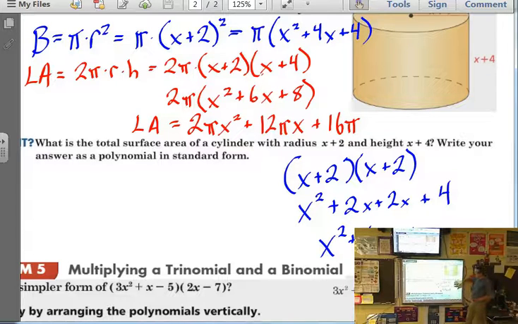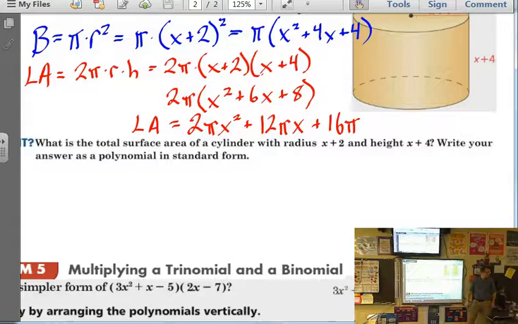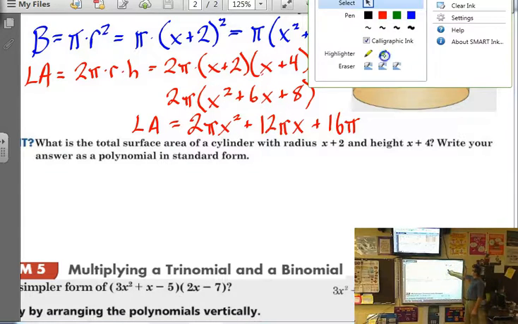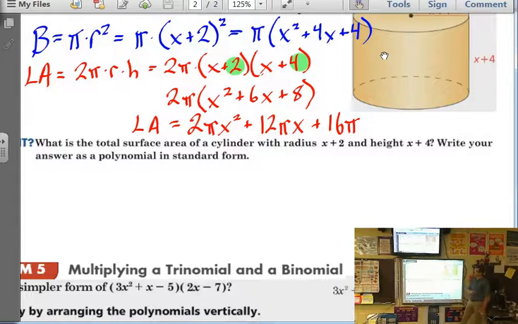Before I go there, because I want to erase some stuff, are you with me on the base area being pi x squared, 4 pi x, and 4 pi for one of the base area? Okay. Wait, can I tell you what I got for the lateral area? Yeah. I think this might be where I went wrong in the lateral area. I got 2 times pi x squared plus 5 pi x plus 4 pi. So I think the values that you had in here are off.